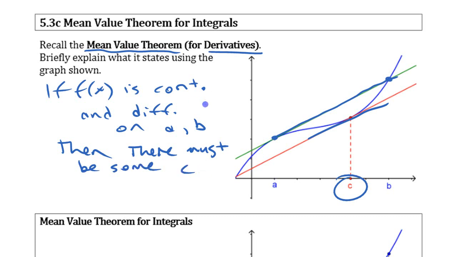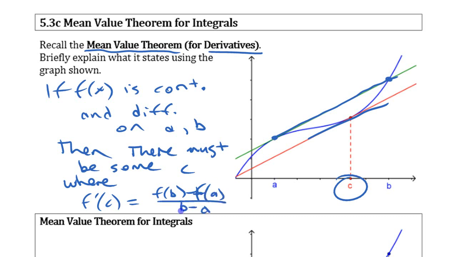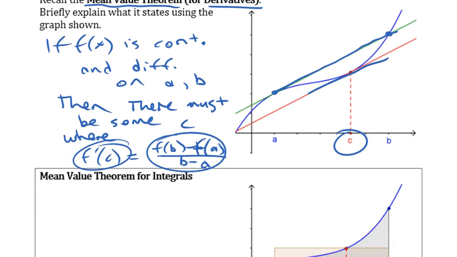So this is for derivatives, what we've done before, right? I'm not going to write the formula. Well, I guess we could. F prime at C is the slope, f of b minus f of a over b minus a. Right, so the derivative is this average slope.